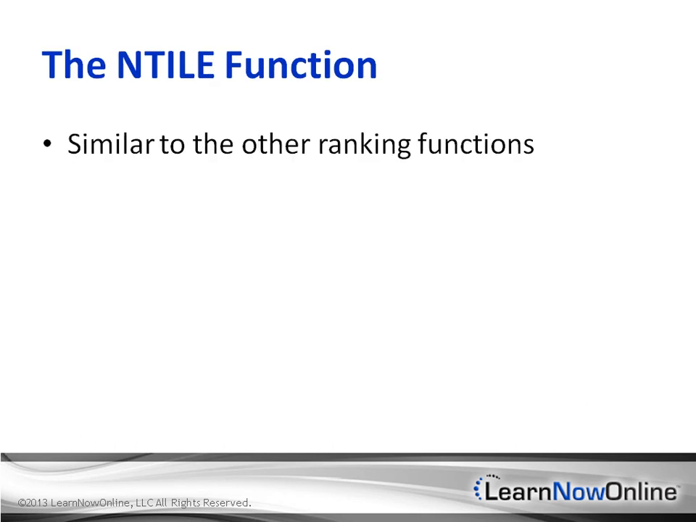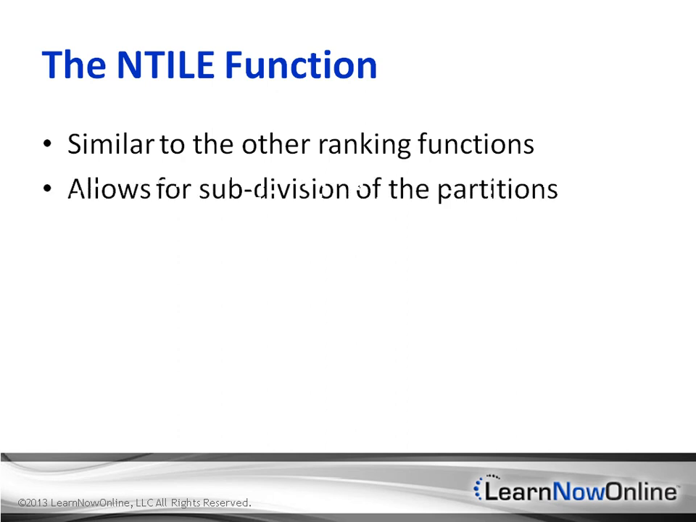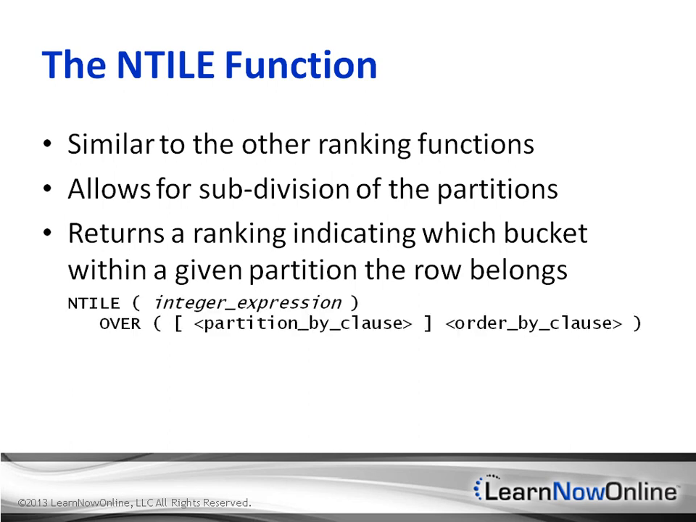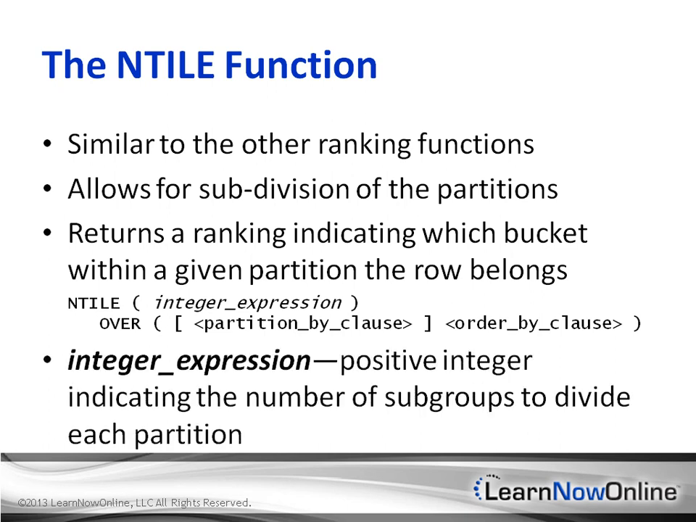Finally, there's the ntile function. It's very similar to the other ranking functions, but allows you to subdivide those partitions. And it returns a ranking number indicating which bucket within a given partition that row belongs to. Here the syntax is ntile, and in the parentheses we put an integer expression. How many little subdivisions or buckets do you want to divide your partitions into? And that integer expression must be a positive integer, and that'll indicate the subgroups.